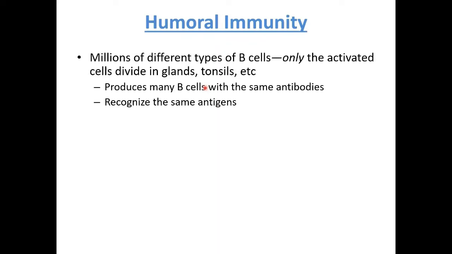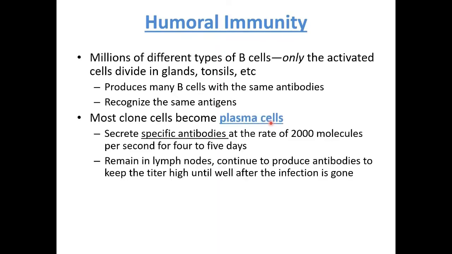Essentially, the benefit to this is that we can produce thousands of these cells with the same exact antibodies all at the same time, so we can really hammer that particular pathogen whenever we are exposed to it. Again, for the first exposure, for the current exposure, most of these clones become plasma cells. They're the ones that secrete antibodies for the next 4 to 5 days. So that's hopefully enough time to fight this infection.